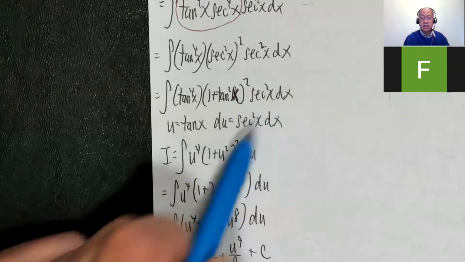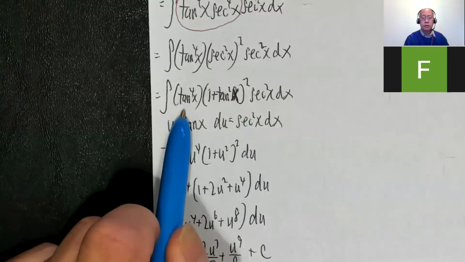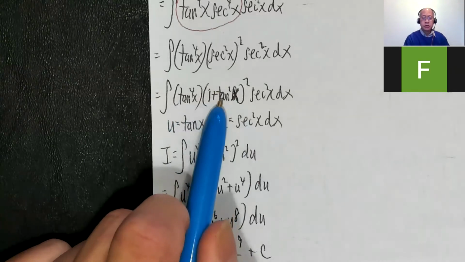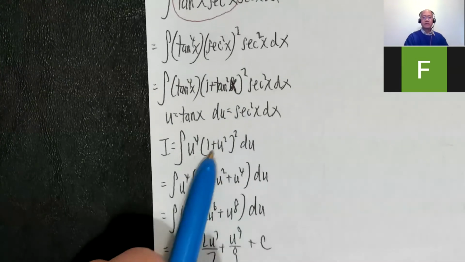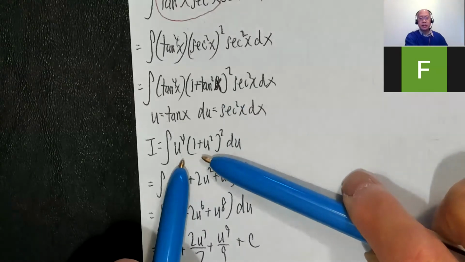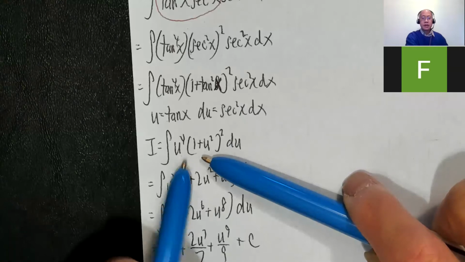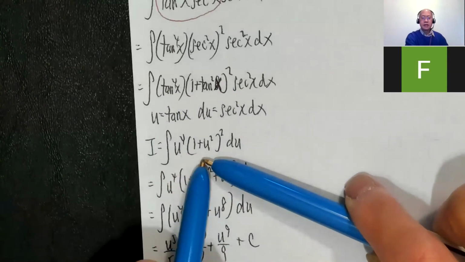So that's going to change to du. This is u to the fourth, 1 plus u squared squared, since tangent of x is u, right? So you can see this is kind of messy, but it's workable. It's a polynomial. I just have to multiply it all out and then I'll get it eventually. Okay. U to the fourth, 1 plus u squared squared du.